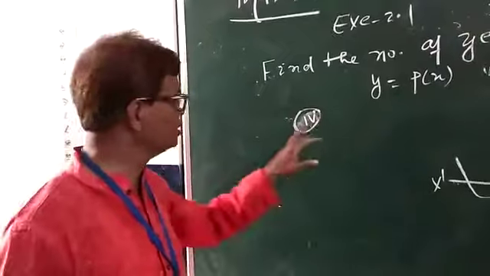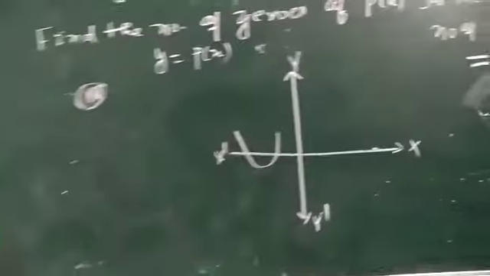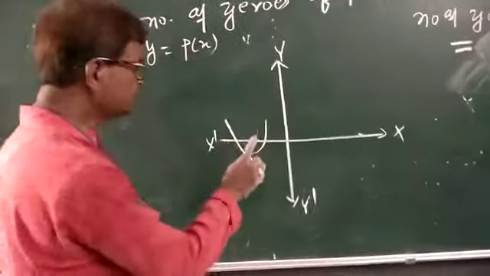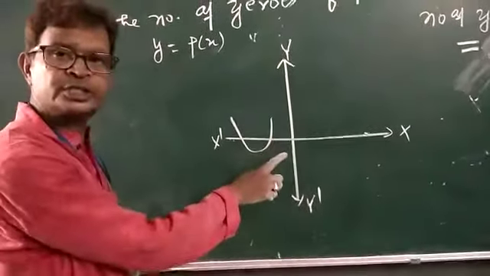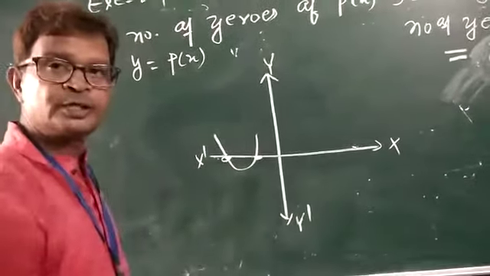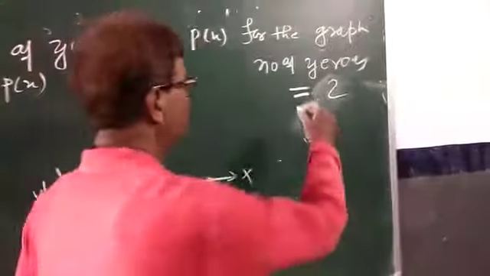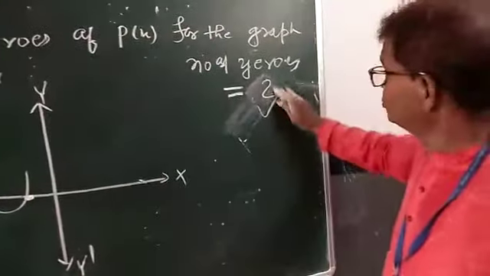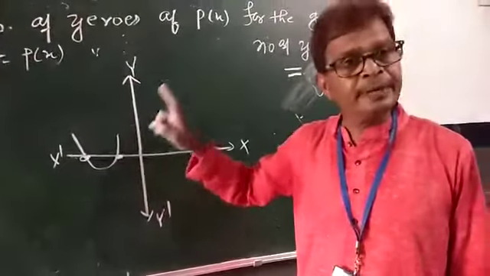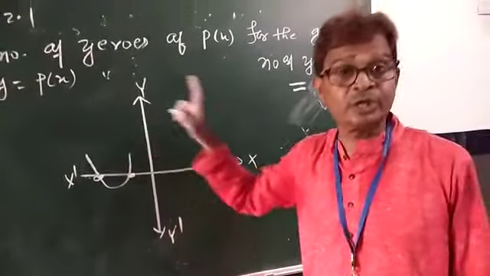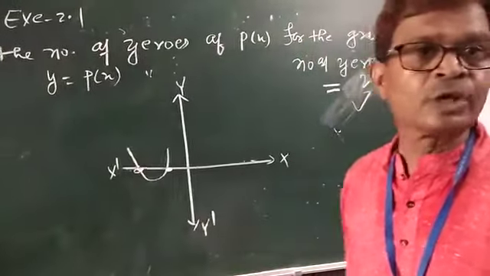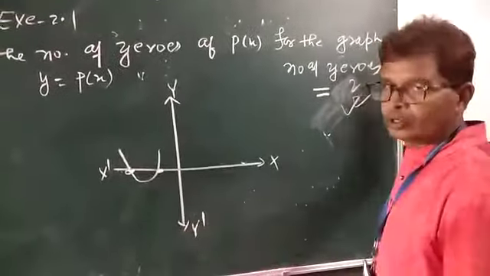Now we have to discuss sum number 4. See, this is the graph of this sum. This graph intersects the x-axis on 2 points, first point and second point. So the number of zeros of p(x) will be equal to 2.